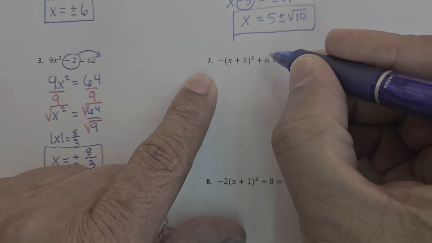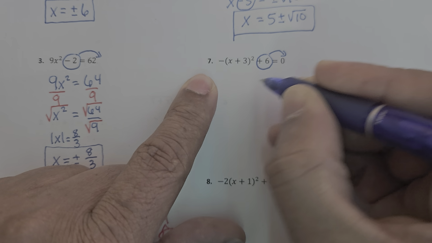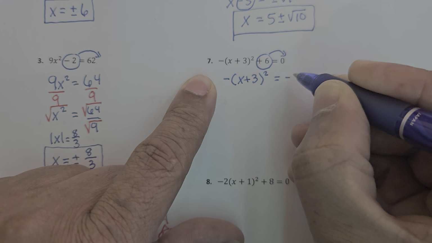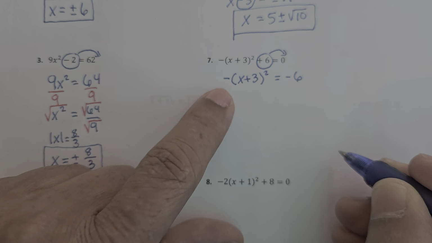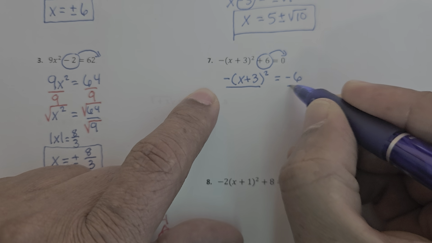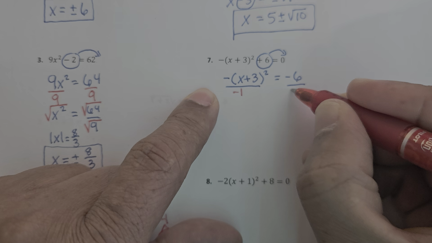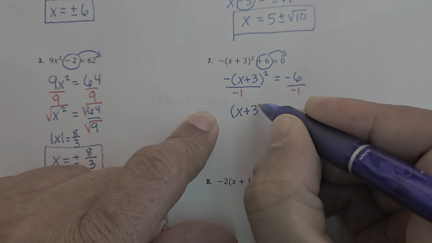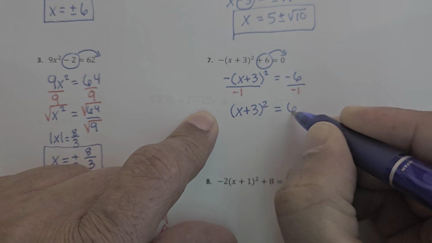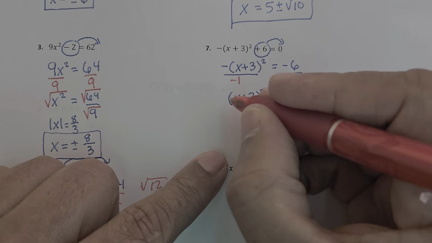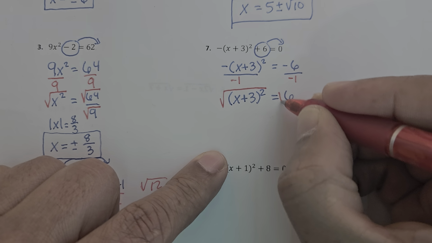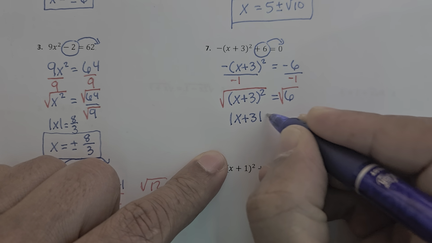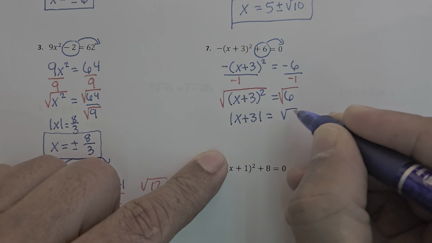So for example number 7, I'm going to move this 6 to the other side. So we have negative x plus 3 squared equals negative 6. There's a negative 1 implied. I don't want this to be negative, so I'm going to divide by negative 1 on both sides of the equation. So then that makes this positive quantity of x plus 3 squared equal to positive 6. Then we take the square root to cancel the square. So then this gives us the absolute value of x plus 3 is equal to the square root of 6.